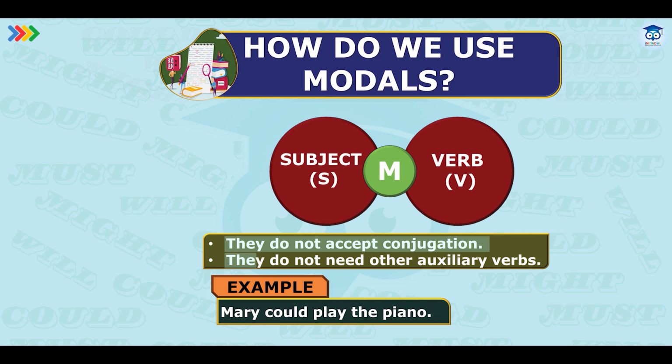Along with that, they do not need other auxiliary verbs. You won't need do, does or did before modals to form questions or negatives. The modal itself acts as the helping verb. Take this sentence for example. Mary could play the piano. Here could is the modal. There's no change in the verb play and no extra helping verb is needed. That's exactly how modals function. Direct, simple and consistent.